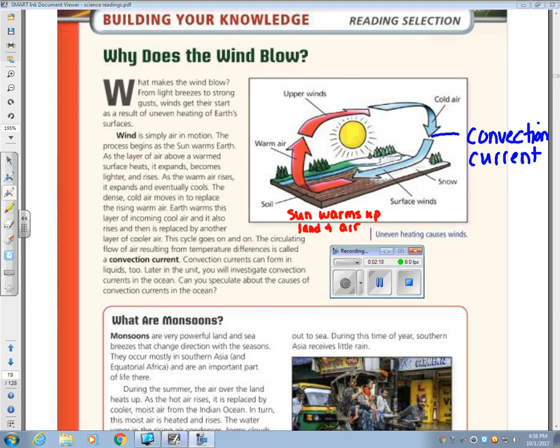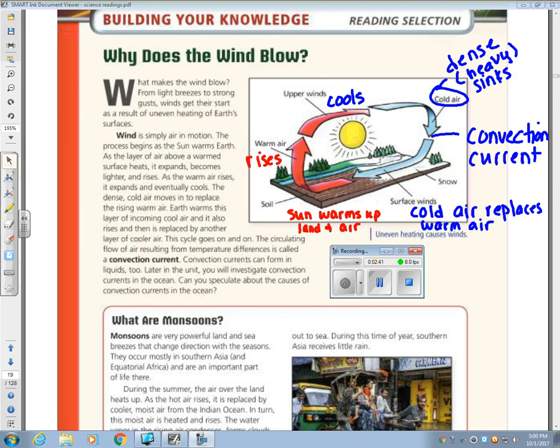So first, the sun warms up the land and the air. Next, the warm air expands and rises. Next, the warm air cools. Next, the cold air becomes dense, which means heavy, and it sinks down to the ground. Finally, that cold air replaces the warm air, and the circle begins again.